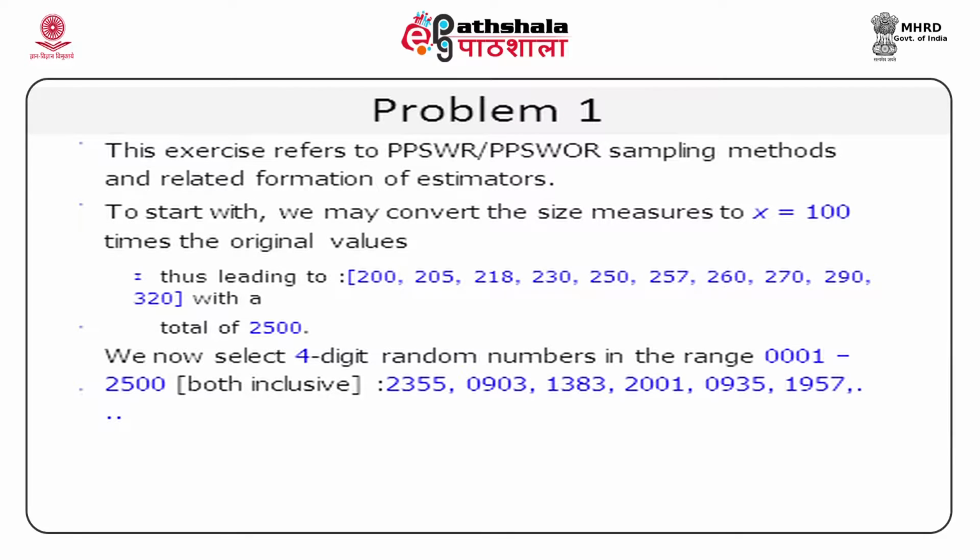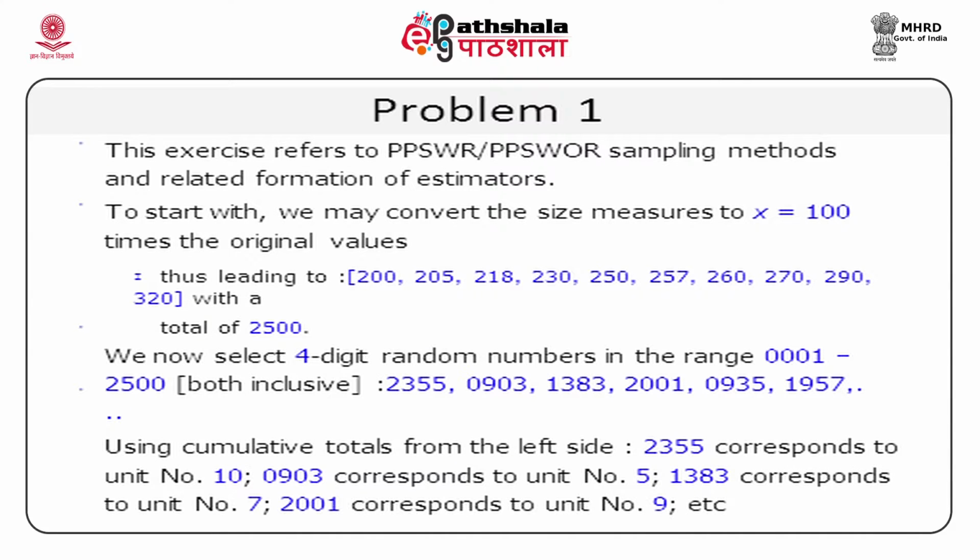You could also generate these numbers in the computer, but anyway, these are the numbers obtained by consulting a random number table. These are 2355, 0903, and you know how to translate that into a corresponding number here. So, using the cumulative totals from the left hand side, 2355 corresponds to the unit number 10, next 0903 corresponds to unit number 5, and so on. You can see how the units are coming one by one in your sample.